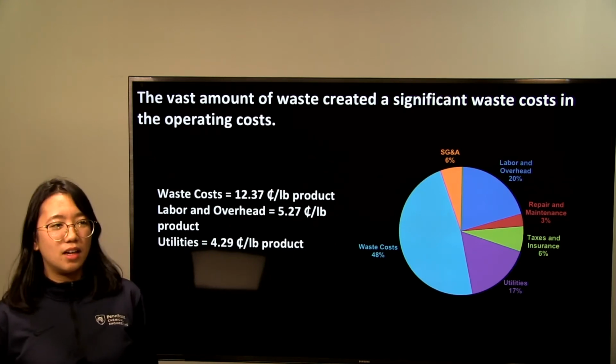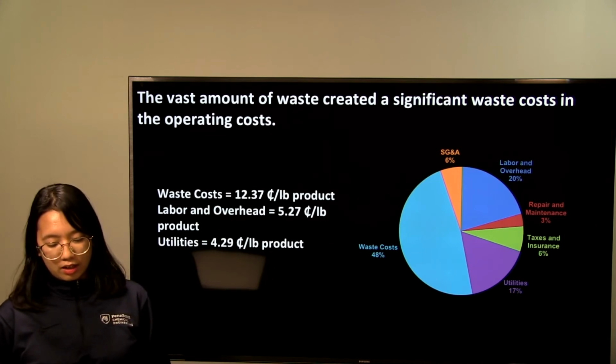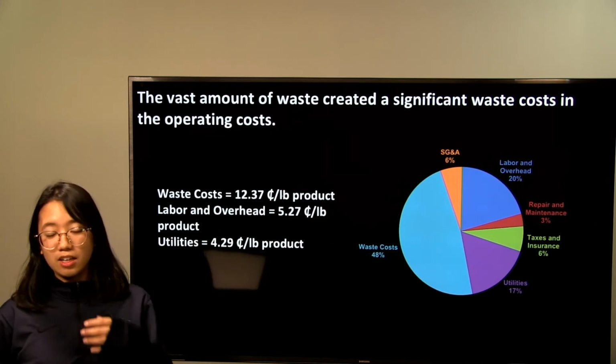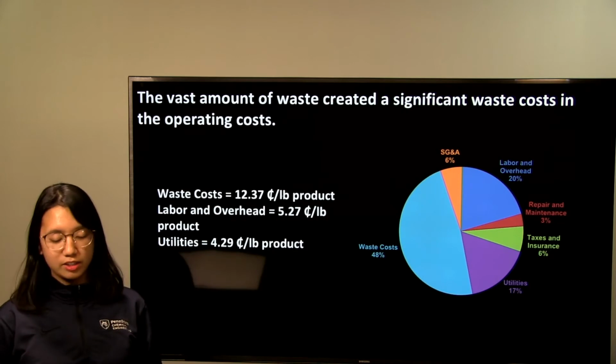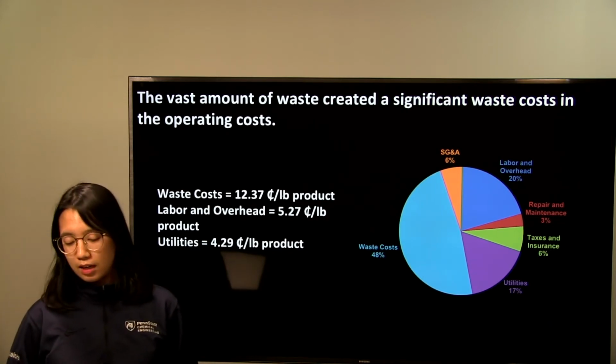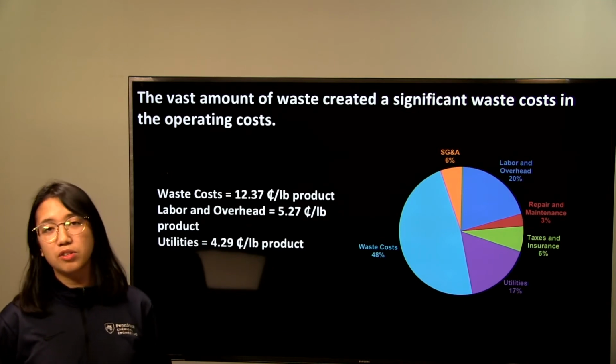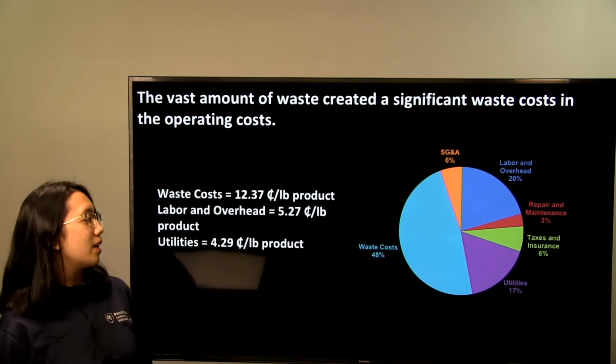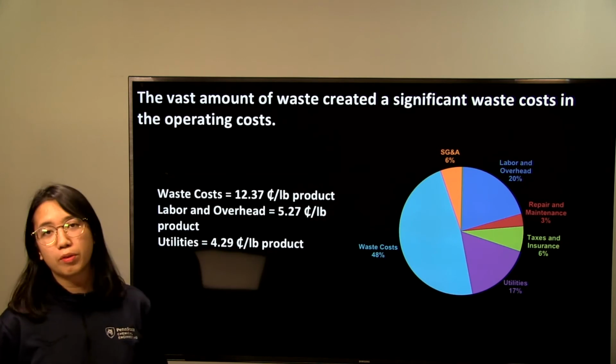Many plants have a large amount of utility cost, but our energy integration system reuses a lot of other process streams, and that actually cut down the utility costs to make it 17% of the whole operating cost.